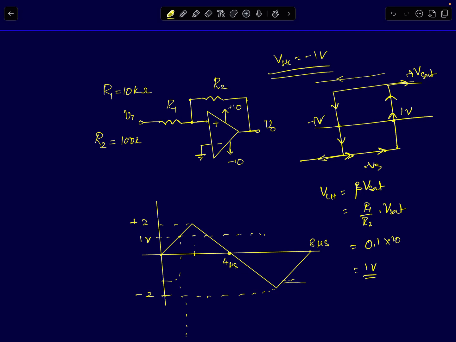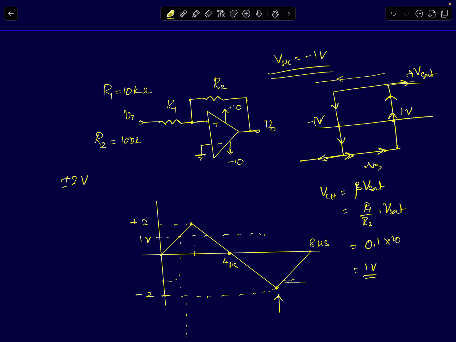So now you know the thresholds. That's it. You can now easily draw the output waveform. Keep in mind, anytime you are analyzing a Schmitt trigger, the first quick sanity check that you should do is look at the peak to peak output voltage of this signal. The peak to peak output is actually plus minus 2 volts.